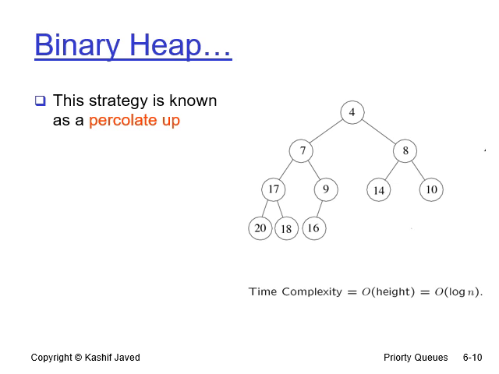But if there is a violation of the heap order property, what will happen? You are percolating, moving the bubble in the upward direction, right? So we call it percolate up. The strategy is known as percolate up, and the bubble will move in the upward direction towards the root. So you keep on finding the correct location of your X. Once you find it, then you can insert X there.